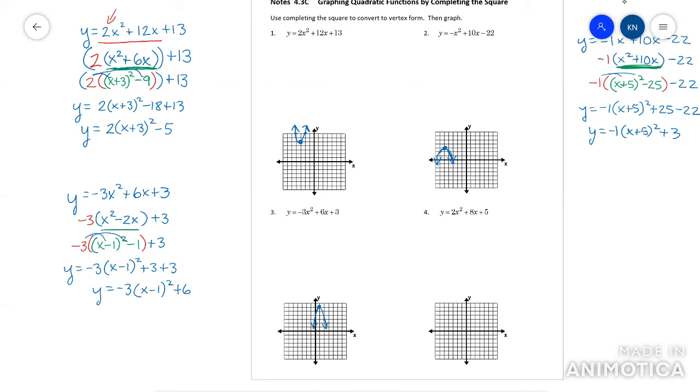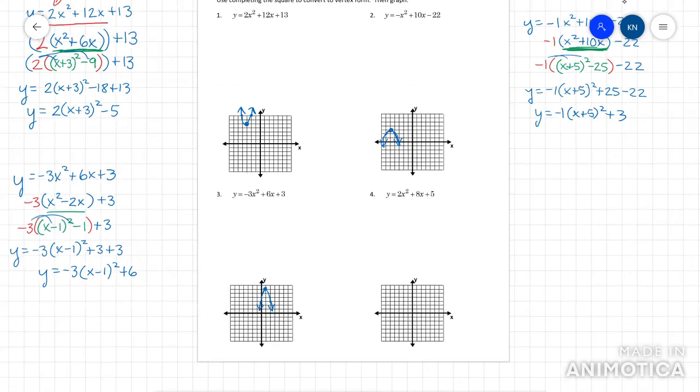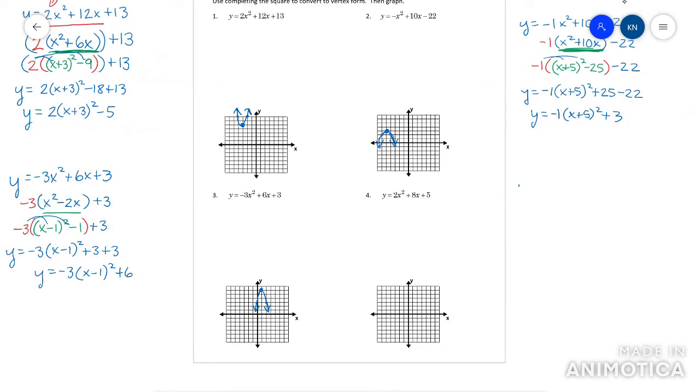Okay, and then this last one. Y equals 2x squared plus 8x plus 5. You have to GCF this 2 out. So now it's just x squared plus 4x, and then the plus 5. Now I'm going to complete this square. So that's going to turn into x plus 2 squared minus 4.